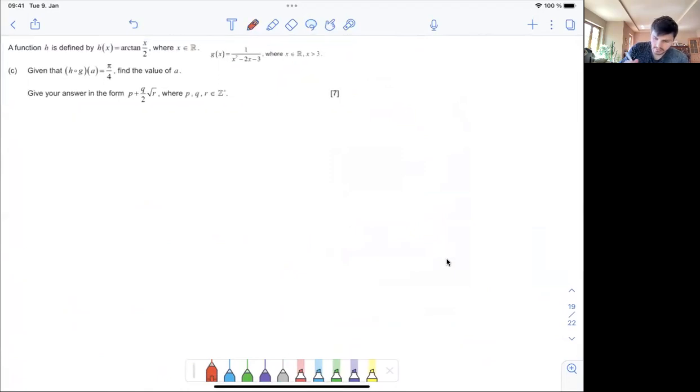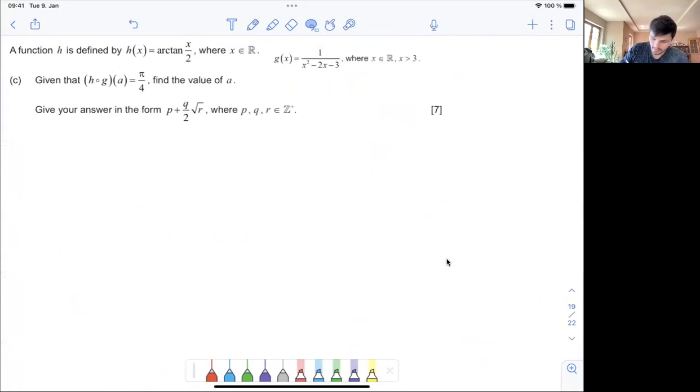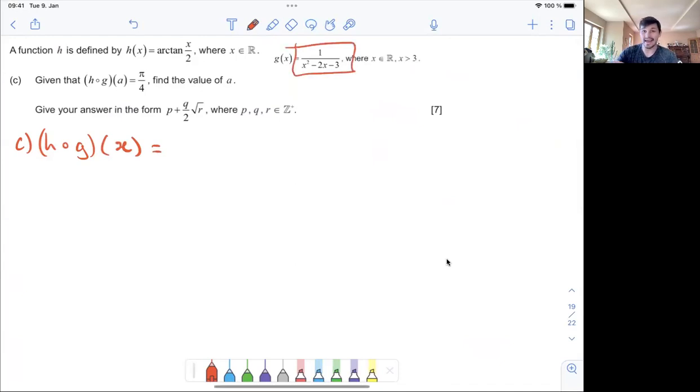Okay, so first things first, I reckon a good idea would be to get an expression for h of g of x. So if we go through and we find that, so h of g of x. Okay. Now this is going to be essentially just where we substitute in the function of g as our x term into our function of h. All right. So that's going to look a little like this.